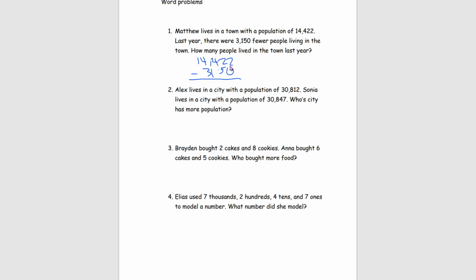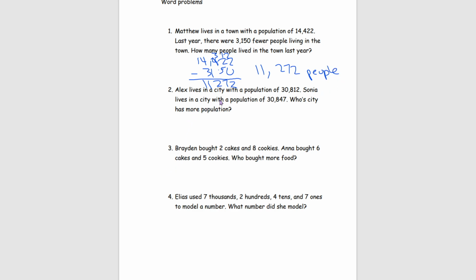So we can first do 2 minus 0, which gets us 2. 2 minus 5 does not work, so we're going to borrow 1 from this 4, which turns it into a 3. This becomes 12. 12 minus 5 equals 7. 3 minus 1 equals 2. 4 minus 3 equals 1. And just bring down the 1 because there's nothing under it, so you got 1 again. So the answer to number 1 is 11,272 people.